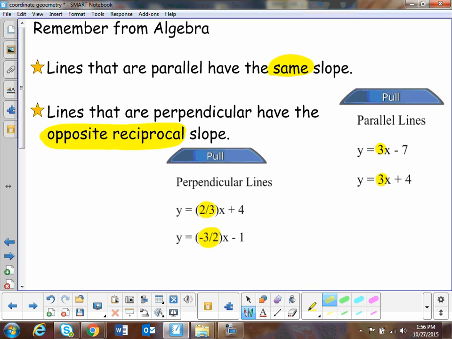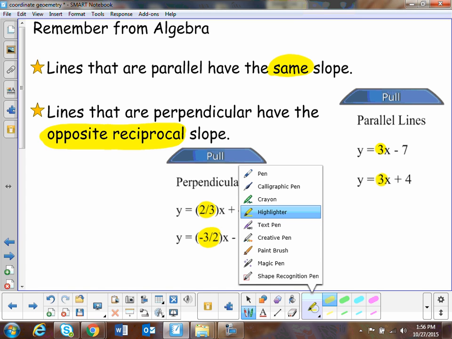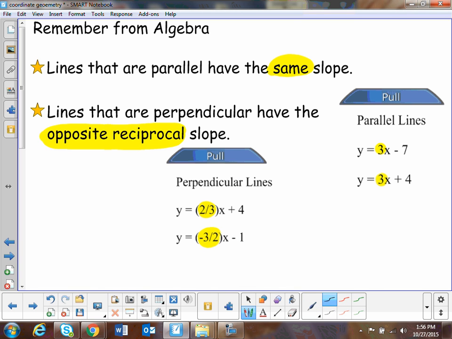Yes? Like whole numbers? Yeah, right. Good. I'm glad you said that. So if we have a slope that is, let's say, a whole number of 4. What is 4 written as a fraction? 4 over 1, right? So if you want to, you can always turn it into a fraction, so then you can kind of see what it looks like.